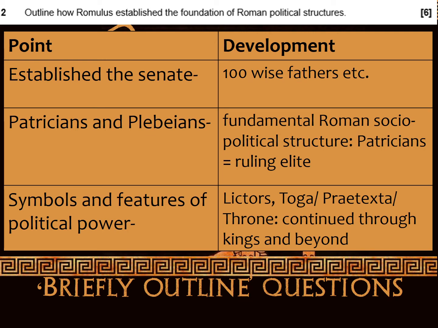So there are three things I came up with off the top of my head. You could have also included lots of others. Again, the caveat exists. So you could have talked about the equestrians or the celeres, how these knights, these cavalrymen became a part of Roman political power. You could talk about his joint rule with the Sabines. It really doesn't matter as long as it's a political feature done by Romulus that you can get a little bit of development from.